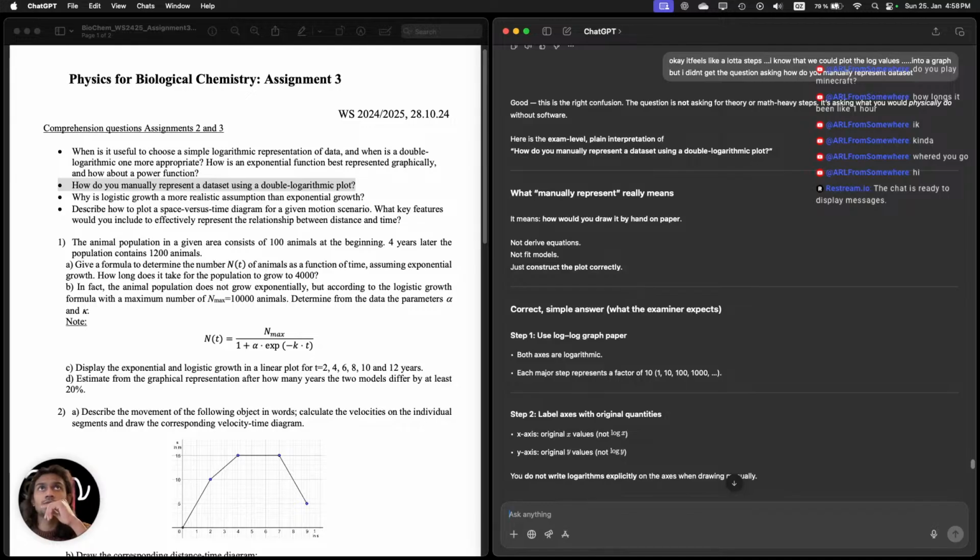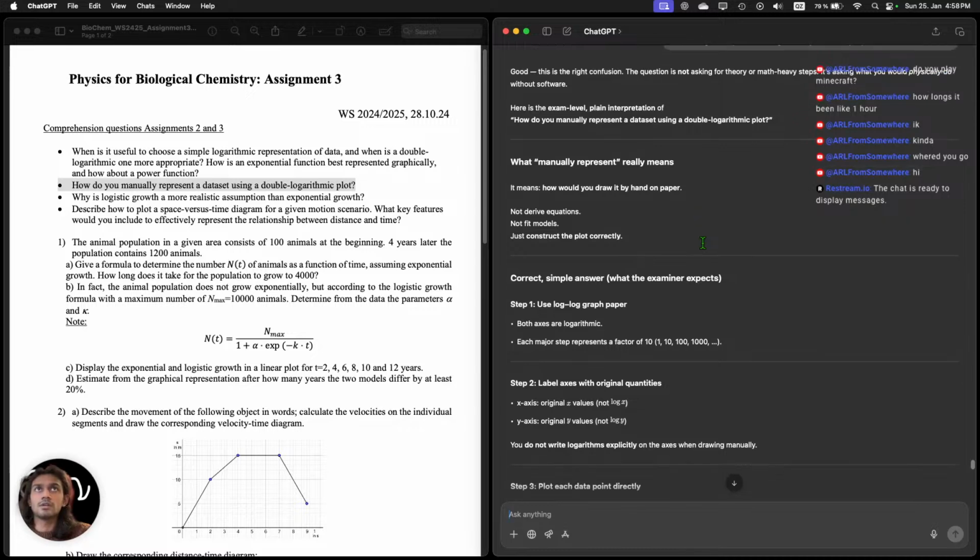How do you manually represent the dataset using double logarithm? What does manually represent mean? It means how would you draw it by hand on paper? Ah, okay. Simple answer, what the examiner expects: both axes are logarithmic. Each major step represents a factor of 10. Okay.